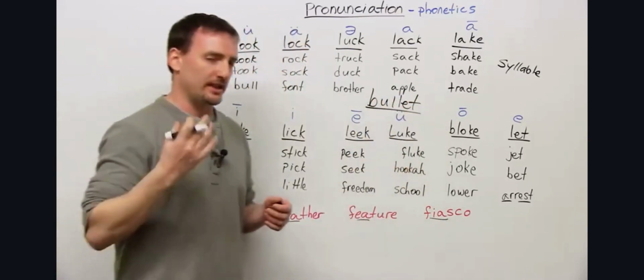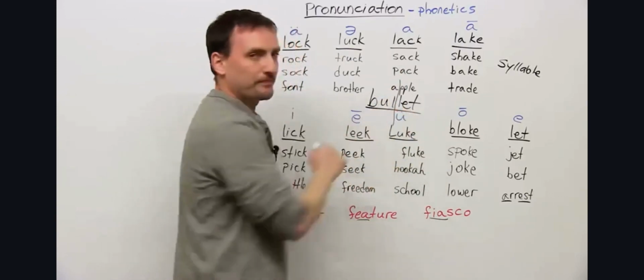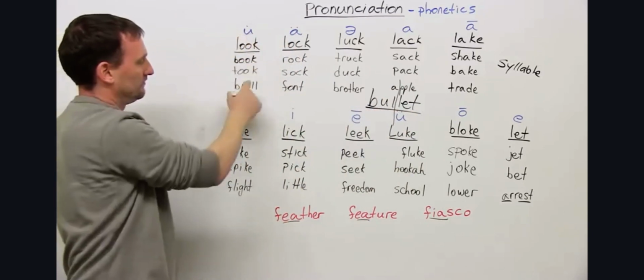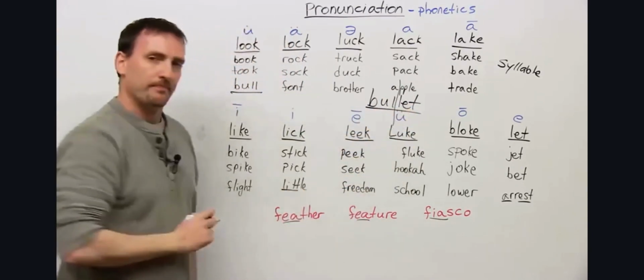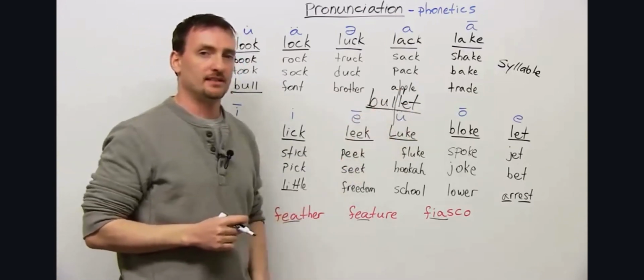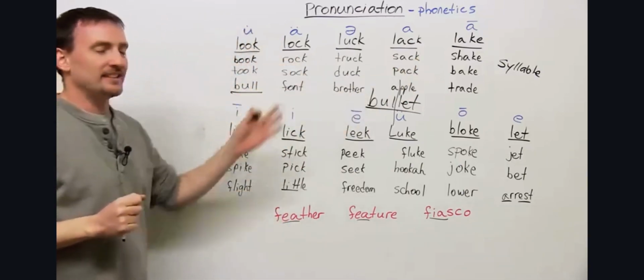How do you pronounce this word? I'll give you a chance. Separate it into the 2 syllables. This one sounds like this one. This one sounds like this one. So, bullet. Bullet, right? Okay. Again, this is just an example.